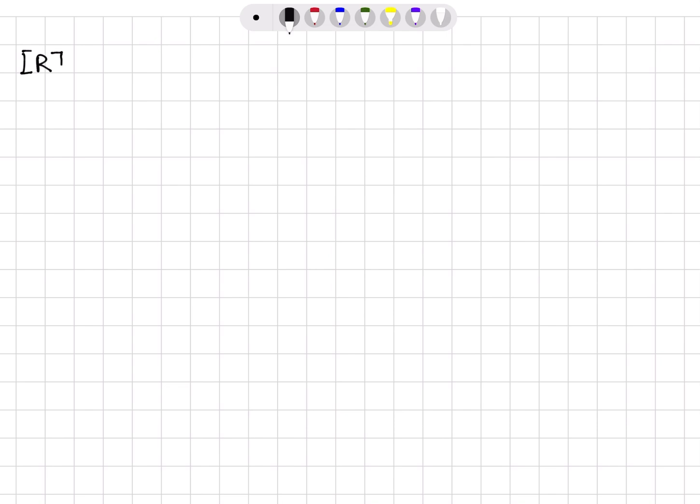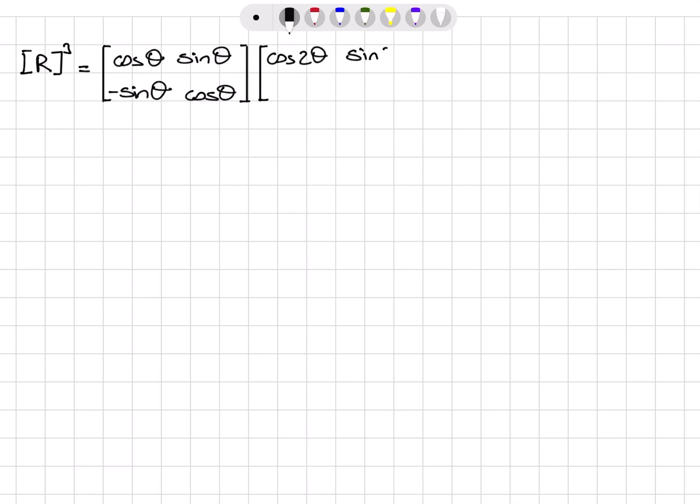Now let's work on the cube of the rotation matrix, R cube. So I will be multiplying the R matrix, the rotation matrix, cosine theta, sine theta, minus sine theta, cosine theta, with the square, which is cosine 2 theta, sine 2 theta, minus sine 2 theta, cosine 2 theta. So let's see what this gives us.